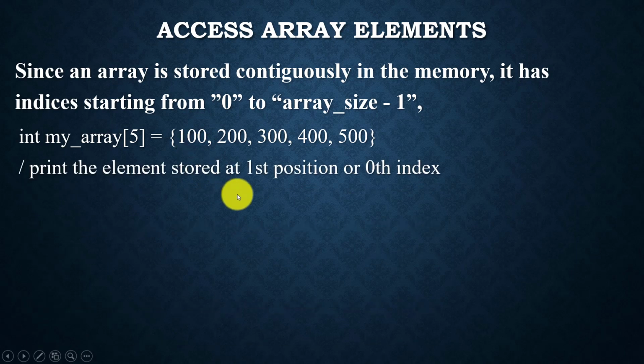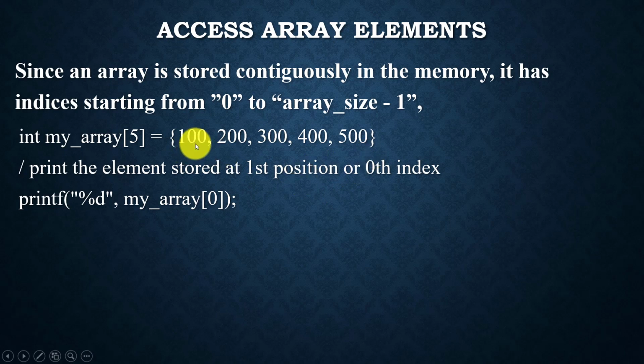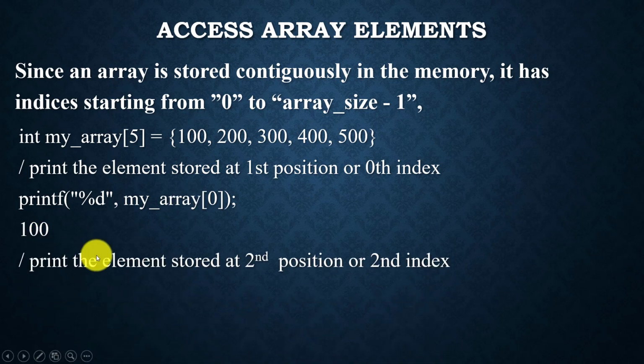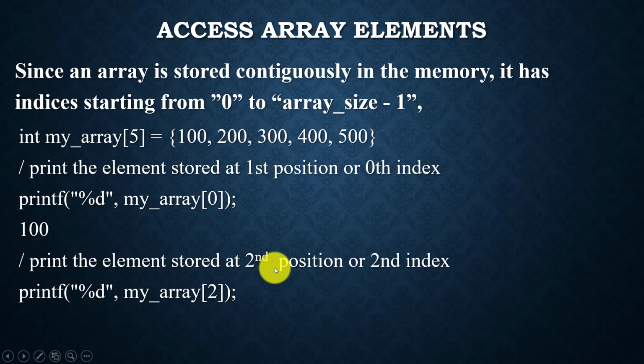Now to access or print the first position, which is nothing but the 0th index of the array, printf %d myArray1[0]. At the 0 position, or the first position, the value is 100, so it gives the result 100. Suppose I want to print the element at the second position, that is at index 2. Now the first index is always 0, so my second position is nothing but 300.